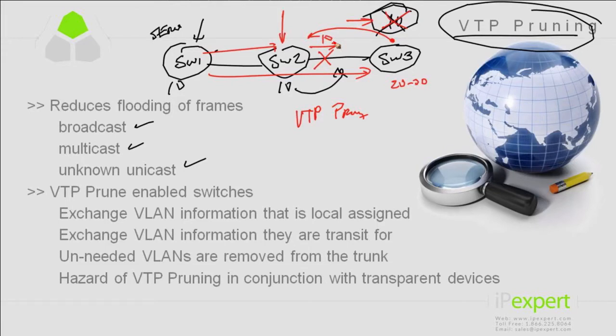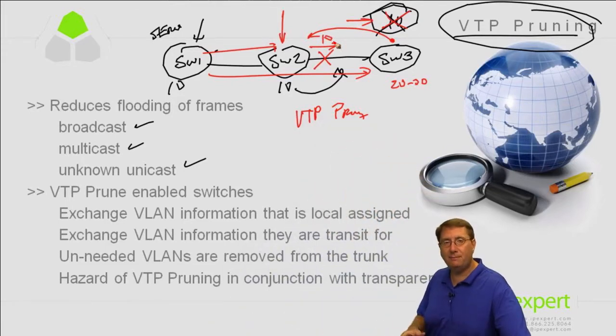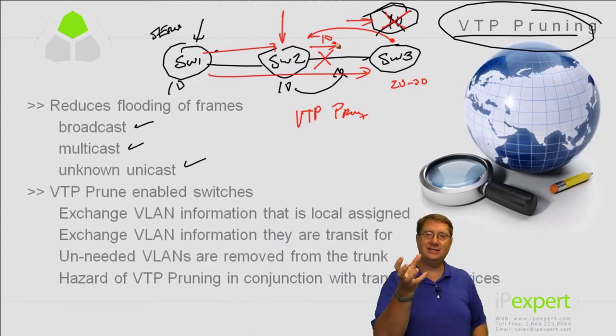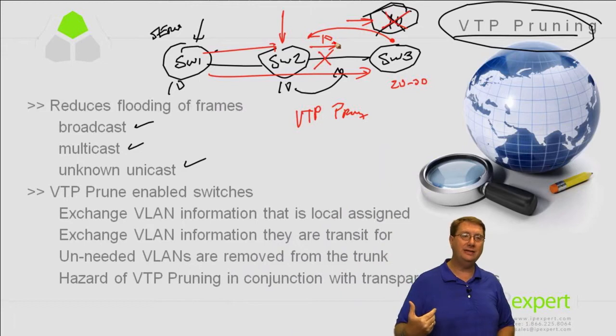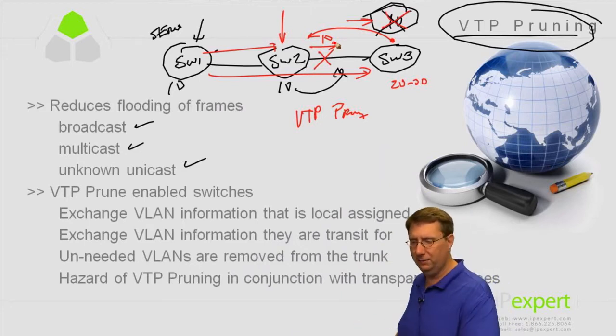20 and 30, or 20 through 30, are going to work perfectly fine, but by virtue of the fact that my device is telling me that he does not need VLAN 10, I'm going to stop sending the information. But let's expand this argument.